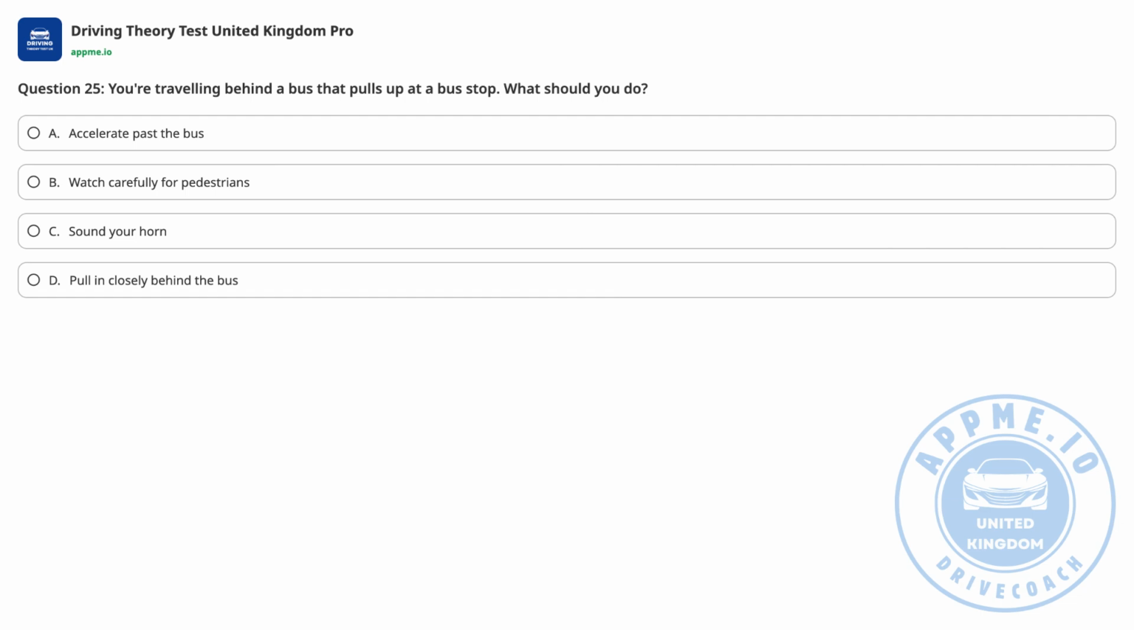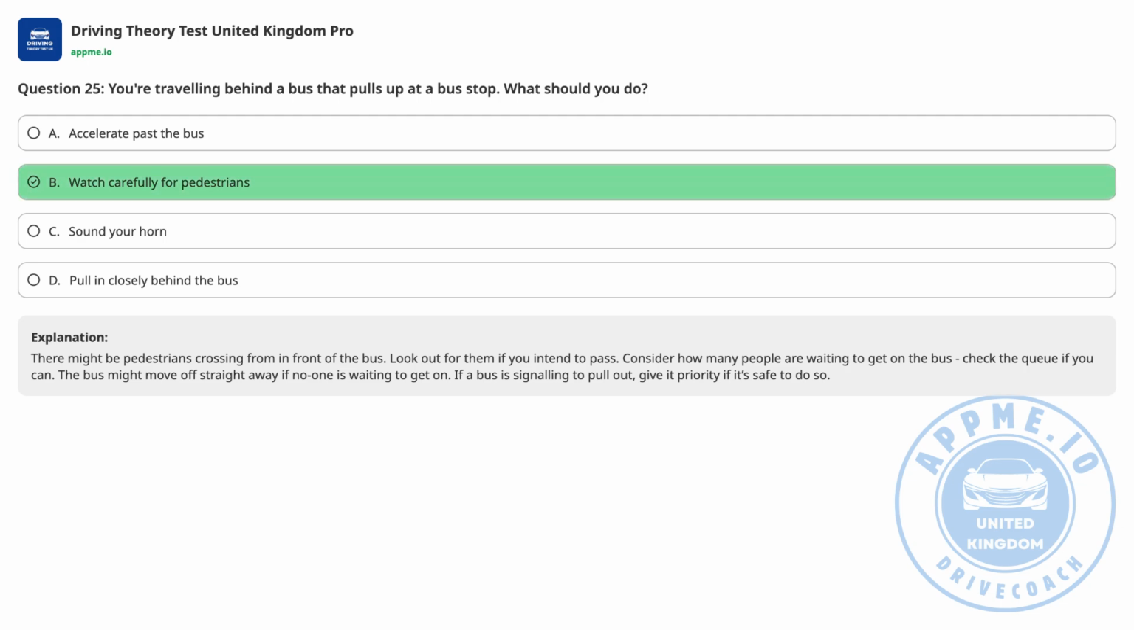Question 25. You're traveling behind a bus that pulls up at a bus stop. What should you do? A. Accelerate past the bus. B. Watch carefully for pedestrians. C. Sound your horn. D. Pull in closely behind the bus. The correct answer is B.